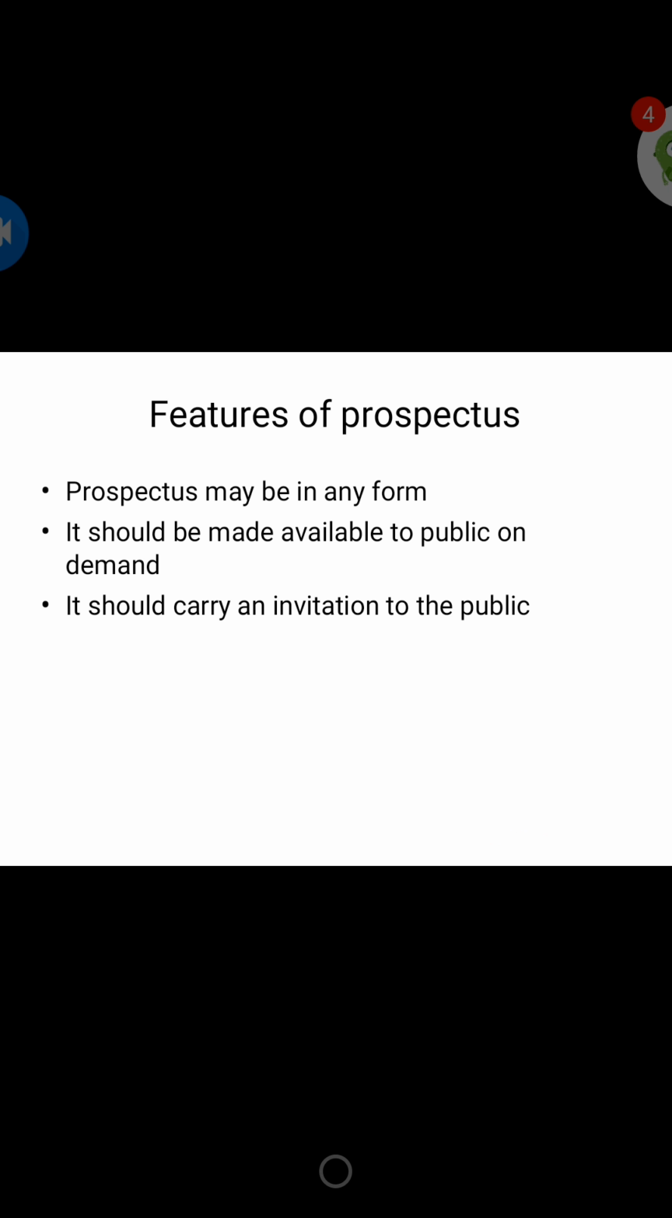The next is features. The prospectus may be in any form. It may be in the form of a notice, a circular, or an advertisement, so that interested persons and firms can come to know of the start of the company. It should be made available to the public on demand. It should not be circulated only among specified persons and firms. Whenever the public is interested in going through the prospectus, it should be made available. The next is that it should carry an invitation to the public for subscription of shares and debentures of the company.